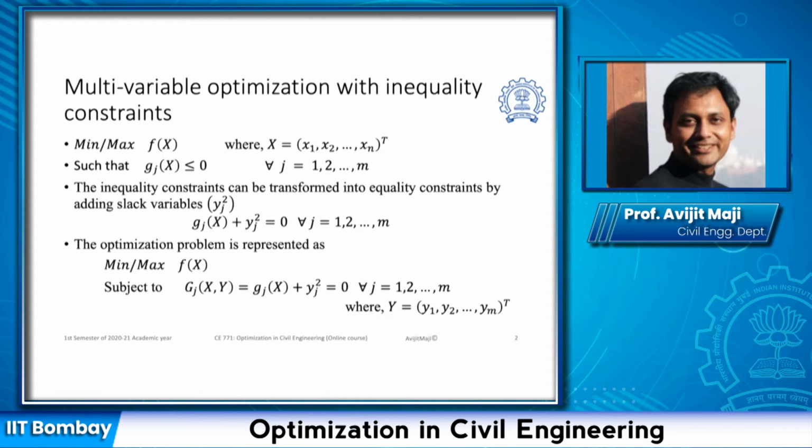Let us first refresh our memory on the multivariable optimization problem with inequality constraints. As we had said earlier, the multivariable optimization problem with inequality constraints can be represented as the objective function which needs to be minimized or maximized with the constraints, particularly the inequality constraints of this nature, where the constraint function is less than or equal to zero. In this optimization problem, we have n number of variables and m number of constraints.